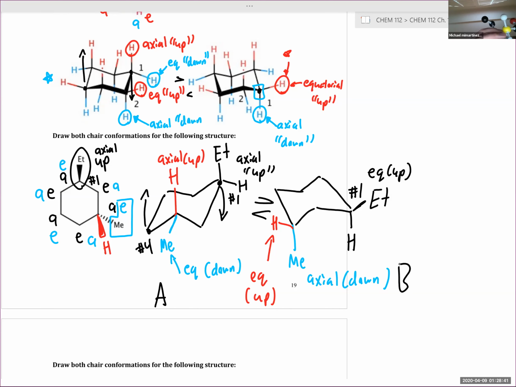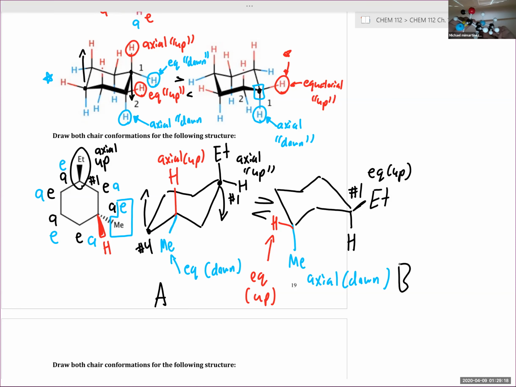So first and foremost, let's look at the ethyl group. We clearly see that the ethyl group is axial pointing up. Now let's focus all the way in the back on this blue carbon for our methyl group. The hydrogen is pointing up, and is our methyl group, our Me, axial or equatorial? Looking at this methyl group right here, is it axial or equatorial compared to the hydrogen? Yep, it's equatorial. Exactly right.